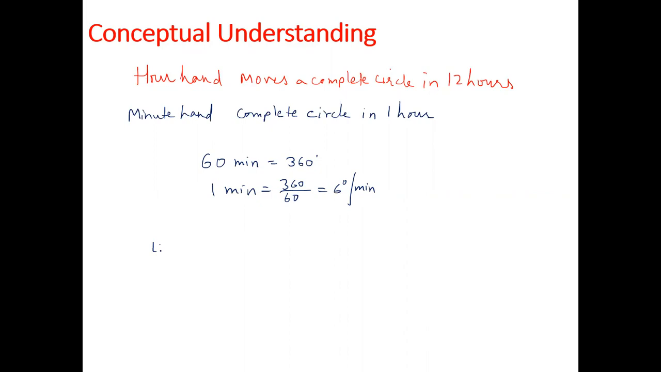And the hour hand completes a round in 12 hours, 360 degrees. That is, in each hour, it moves through 360 by 12, and that is 30 degrees. So each hour, it moves through a 30 degree angle. It can also be 30 by 60, that is half a degree per minute.